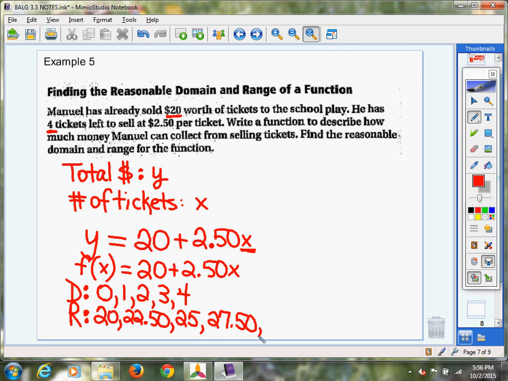Let's do our last one. Okay, he sold all 4 tickets. What's 4 times 2.50? $10. What's 10 plus 20? 30. There you go. So there's your equation. They asked us to write a function. We wrote it. And they asked us to establish the reasonable domain. We did. And then we used that domain to calculate the range, which we also did. So this is very reasonable. This is as good as he can do. His range will lie between $20 to $30, depending on the number of tickets he sold, between 0 and 4 tickets.